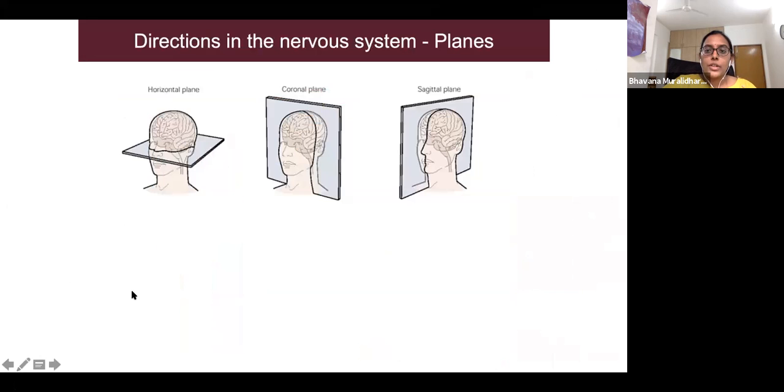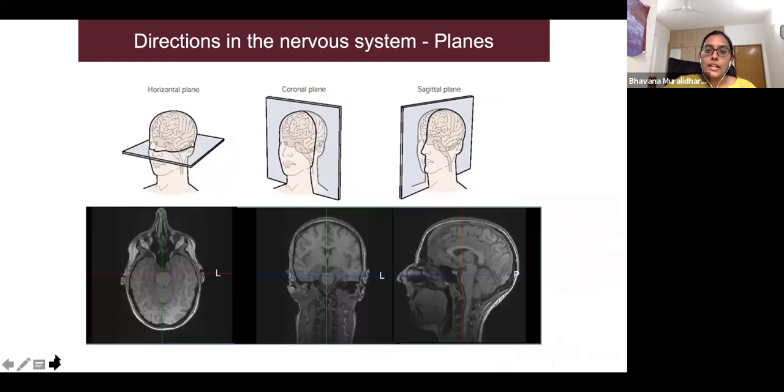Okay. Today I'm going to show you a lot of sections. So just so that you orient yourself to how a brain is cut, I've shown the different directions in the nervous system and the planes at which they are cut. A coronal section, or a coronal plane, is basically when you cut face-wise, and that's called a coronal plane.